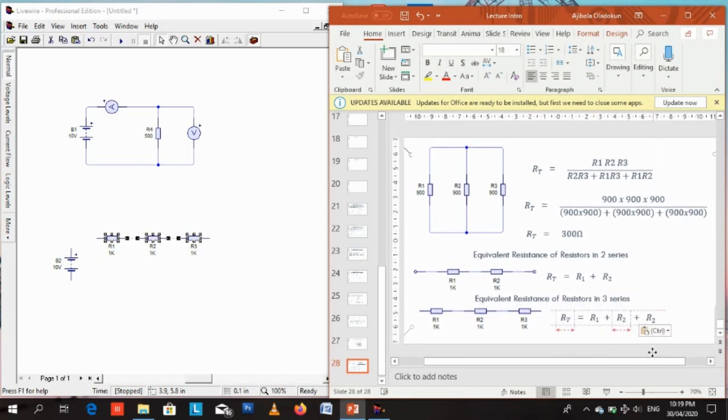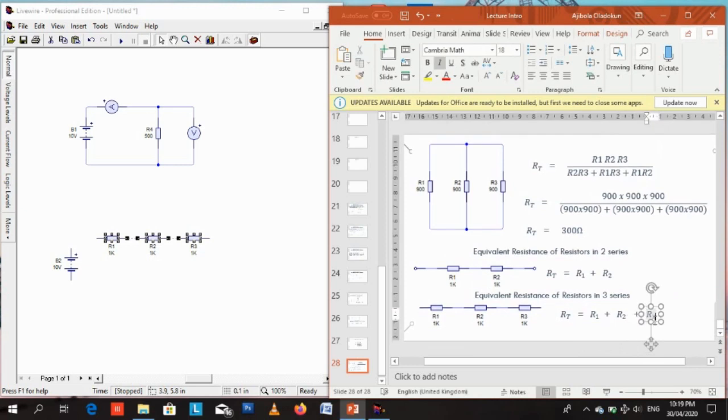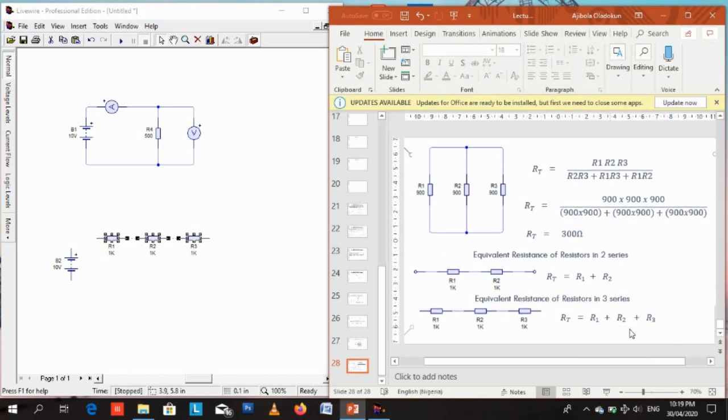So the formula, of course, is just R1 plus R2 plus R3. If you have three resistors in series, just add the resistances together. That's how you get the total resistance or the equivalent resistance. So RT is R1 plus R2 plus R3, just like that. And if there are four resistors, it will be R1 plus R2 plus R3 plus R4.